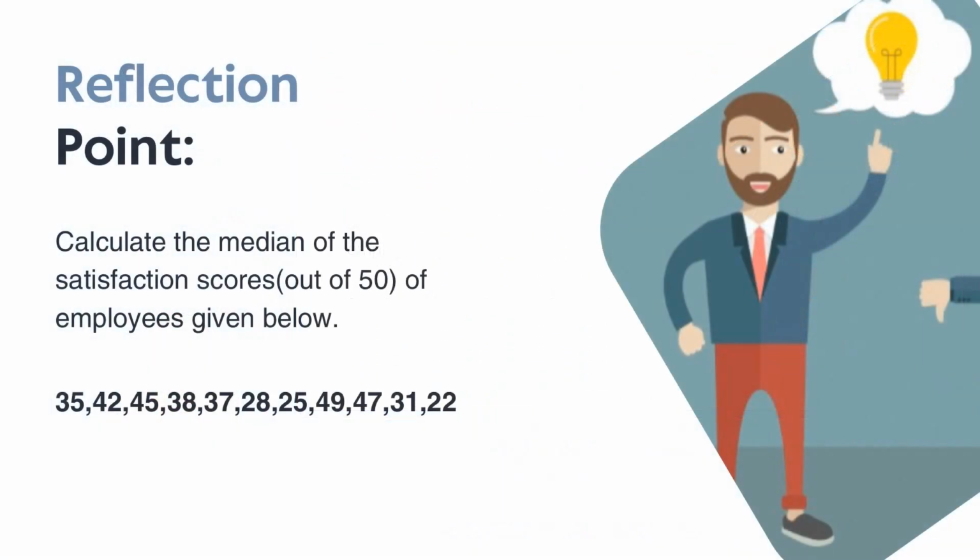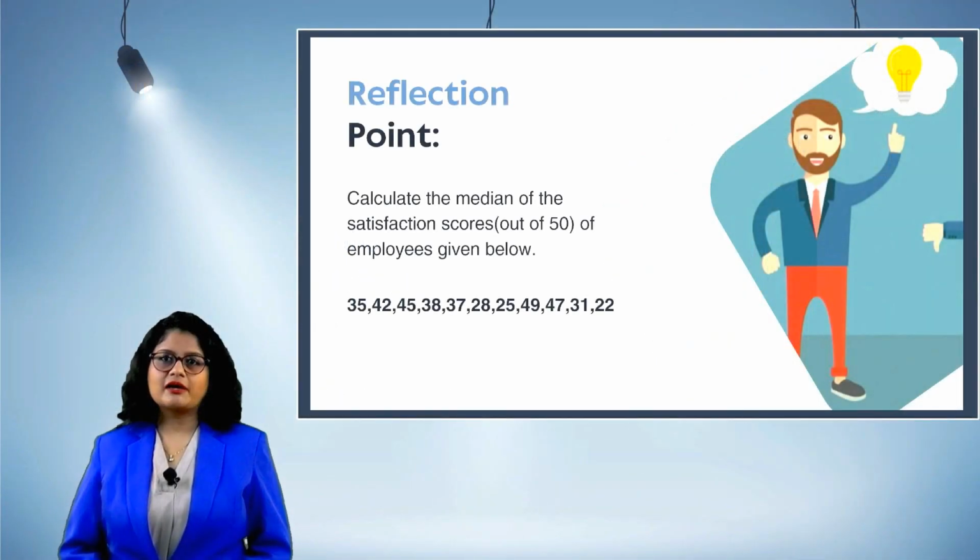Now let's pause for a quick reflection. Calculate the median of the following employee satisfaction scores, which are calculated out of 50. So this is the data. You can calculate the median from this data set. There's a hint. Arrange the data in ascending order and identify the middle value. Take a minute to think about it. Resume back once you are done.